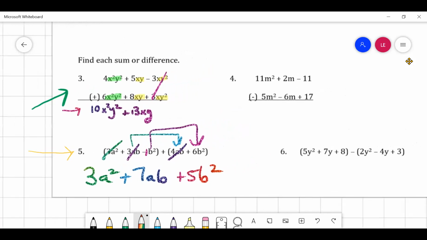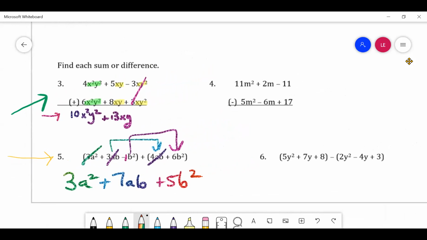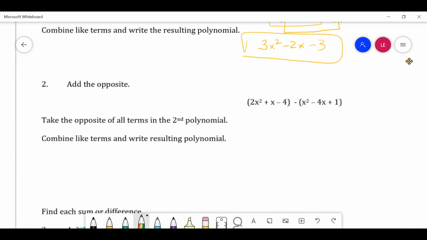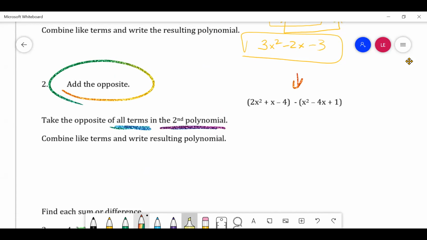Okay, so when you subtract, let's make this easy. I want to do it this way. We're going to go back to example 2 right here. Subtracting causes kind of an issue. When you subtract, you have to change the signs of the second polynomial, so we're going to do what's called adding the opposite. You have to change the signs of all the terms in the second polynomial.